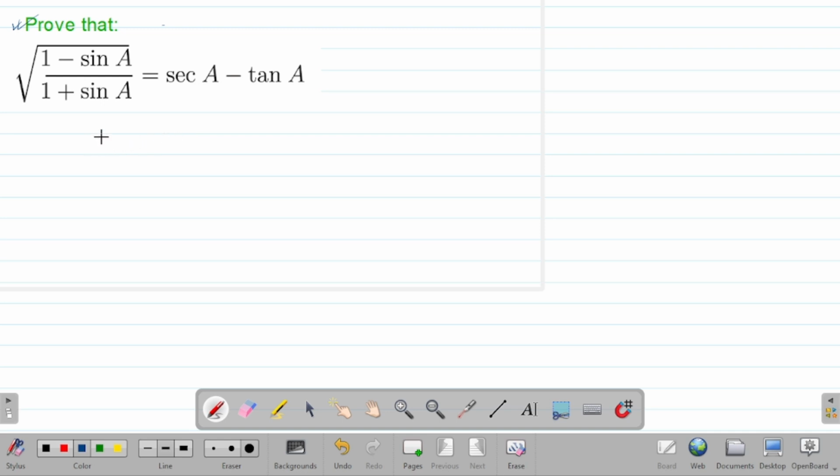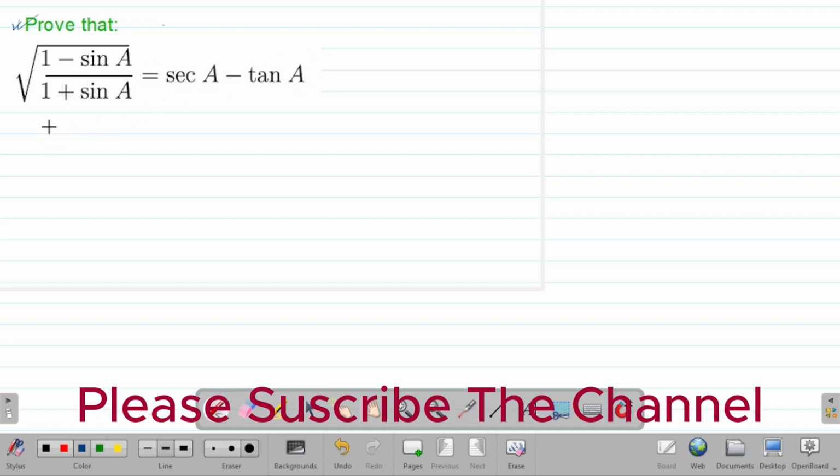Now let's prove another trigonometric problem, that is root over of (1 minus sin A) by (1 plus sin A) is equal to sec A minus tan A. Now let's take the left hand side into consideration. Then we get left hand side is equal to root over of (1 minus sin A) by (1 plus sin A).